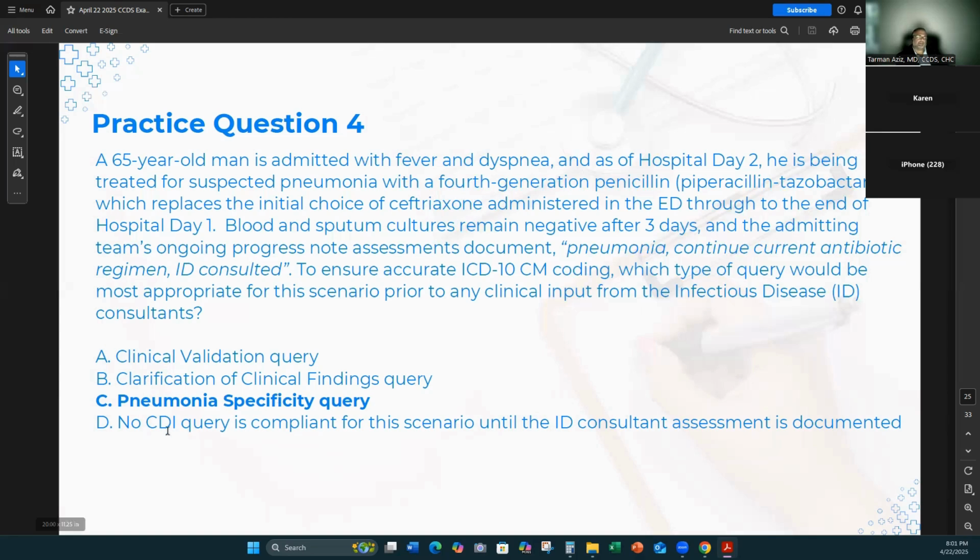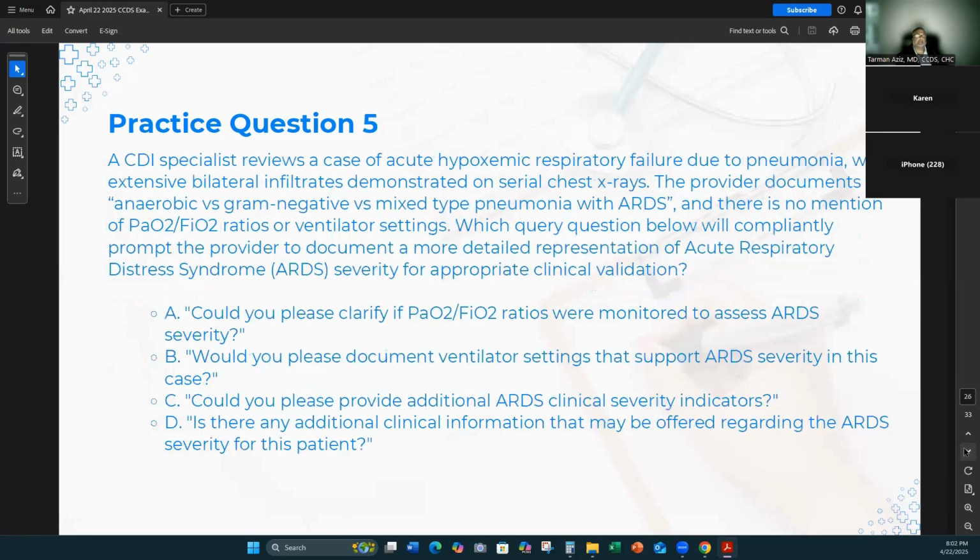And many people pick choice D. No CDI query is compliant until the ID consultant gives their input. There's no need to wait on the infectious disease input to query for the type of pneumonia when you see a change in the class of antibiotic from ceftriaxone to Zosyn in this case. So you wouldn't need to wait on that individual, even though their input as a consultant may help.